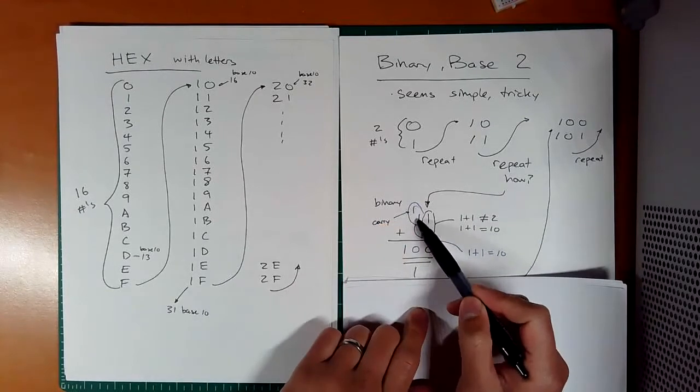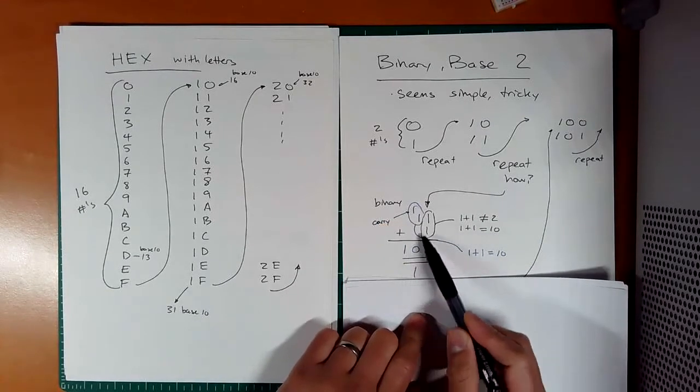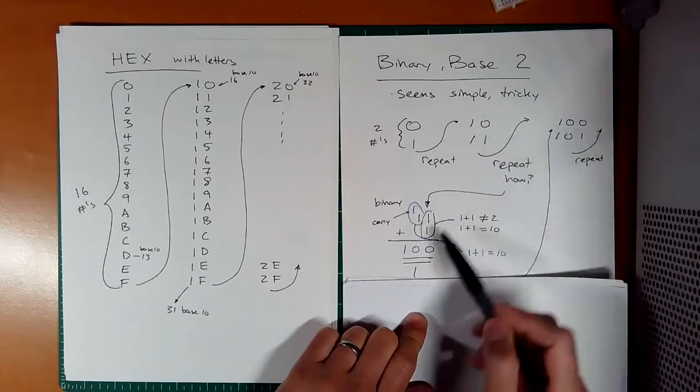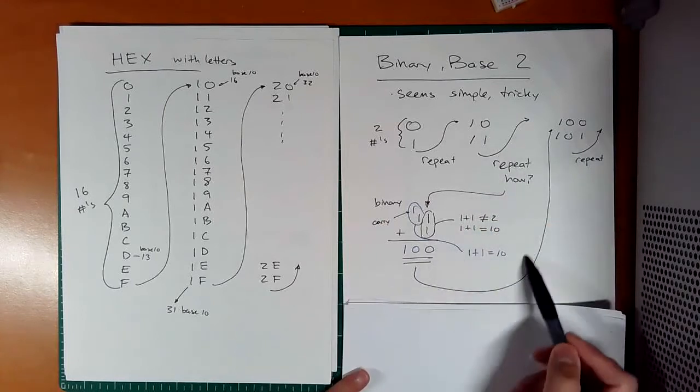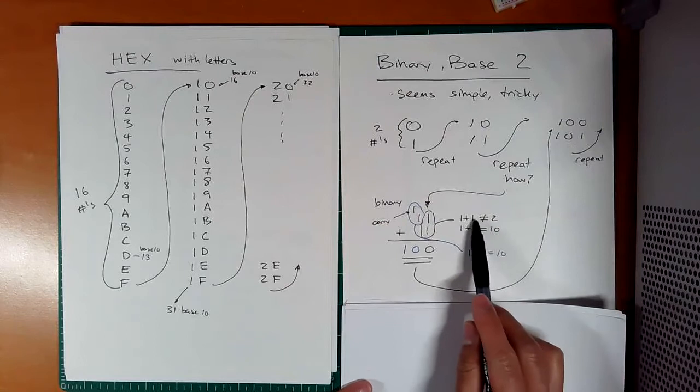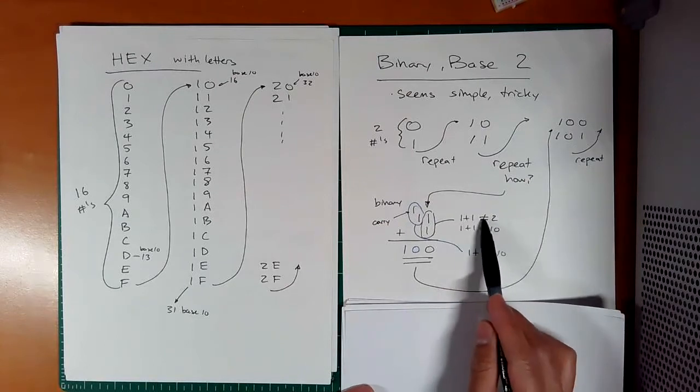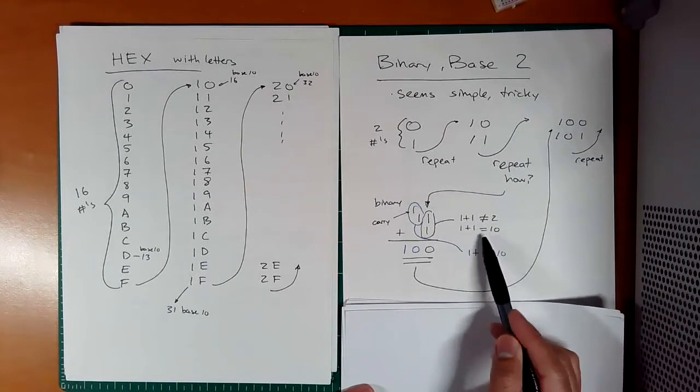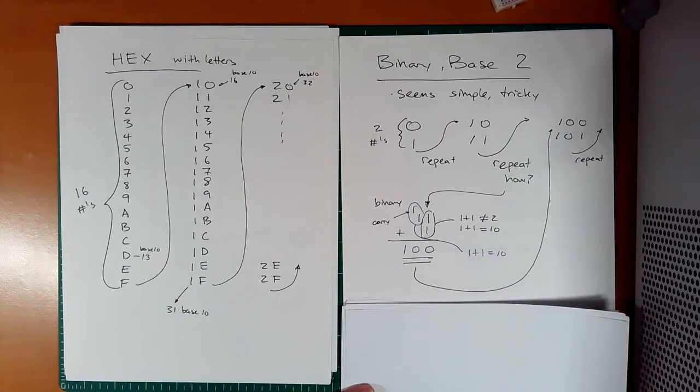And then look, 1 plus 1 again is 10. So you can see that 11 plus 1 is 100. Okay, and that should match here. And remember, in binary, 1 plus 1 is not 2. It's tempting, but 1 plus 1 is 10. And again, 1 plus 1 is 10 here.